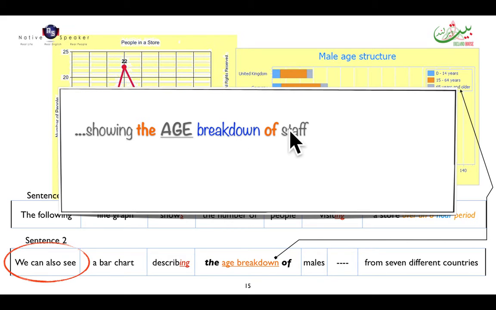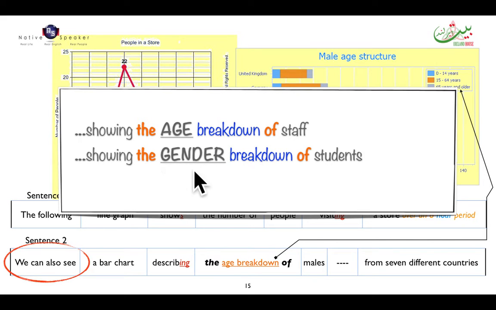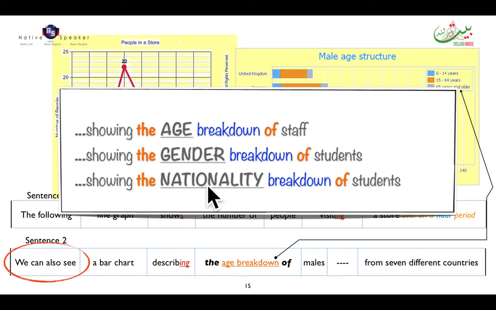So the age breakdown of staff. They often use this for gender and indeed nationality. So you'll often see age breakdown, gender breakdown, nationality breakdown, and here breakdown means they show you each category inside the information. Okay, so there's a very nice phrase, and it very often comes up in the IELTS exam especially, but you may have to use this when you're writing reports at work. So it shows the age breakdown of, and then staff, students, etc.